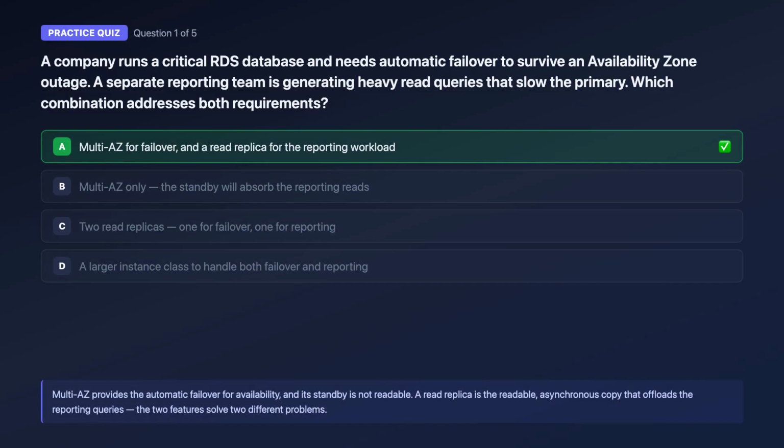The right call here is A. Multi-AZ handles the failover, and remember, its standby is not readable. The read replica is the readable copy that offloads reporting. 2 problems, 2 features. The standby serving reads option is always the trap.